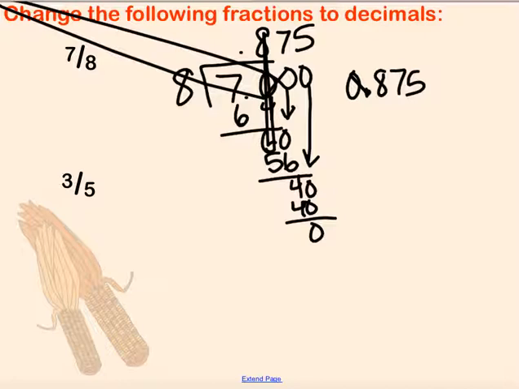And then if we do 3/5, well all we do is 3 divided by 5, and see we have to add a decimal, and it's 0.6. So this is also a terminating decimal.